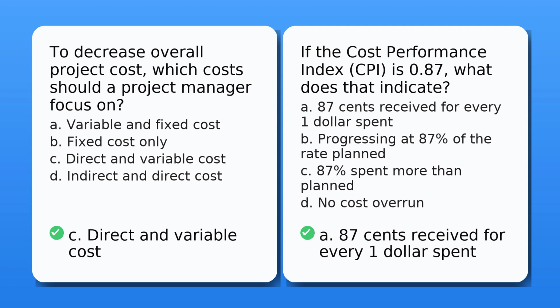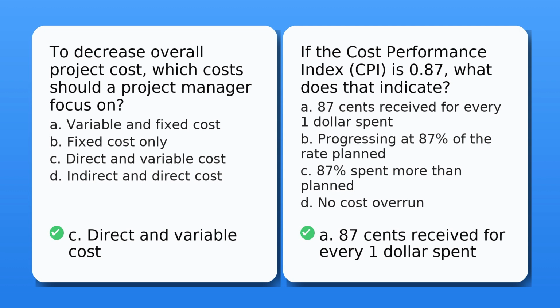We are moving on to the next question now. If CPI is 0.87, what does that indicate? There are four options given here. The right answer is 0.87 cents received for every $1 spent. CPI is calculated as EV divided by AC, which is nothing but earned value divided by actual cost. It tells you how efficiently your project is using its budget.